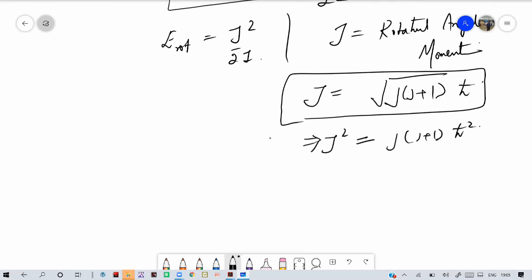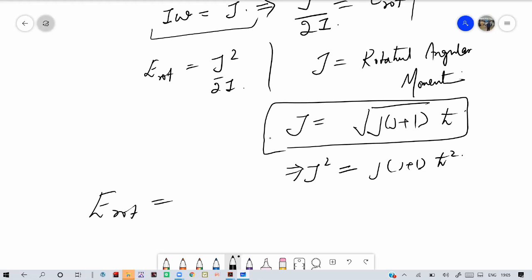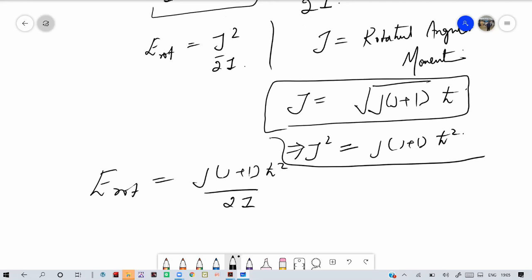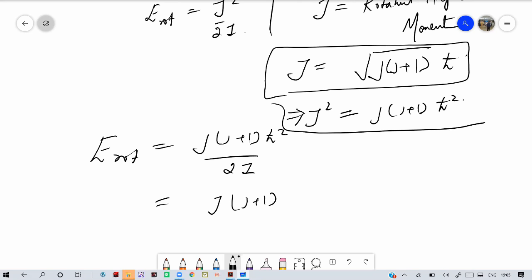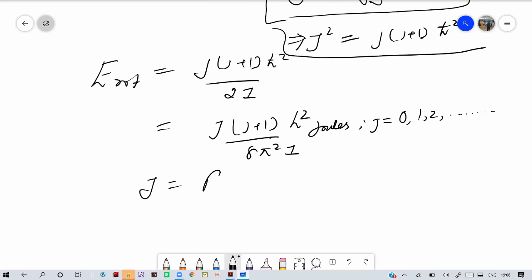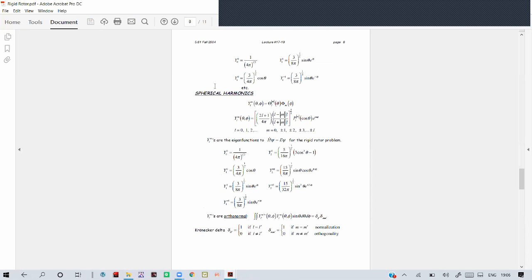So I can write here E rotational is equal to J into J plus 1 h cut square divided by 2I, and it can be written as J into J plus 1 h square divided by 8 pi square I, and it is an energy, so its unit is joule. While J is a quantum number, it is called the rotational quantum number, and it takes integral values. Now, if somebody wants to get the derivation of this, I will remind you to just solve the hydrogen atom in polar coordinates. Simple. You have solved it.